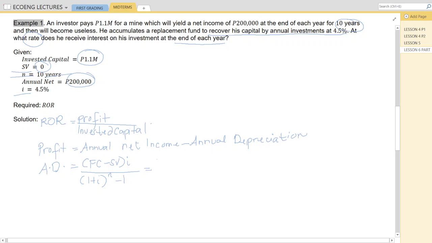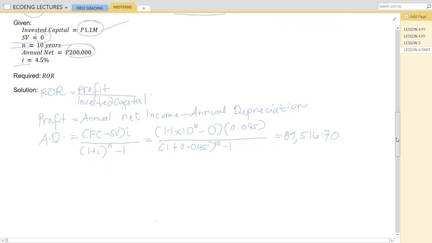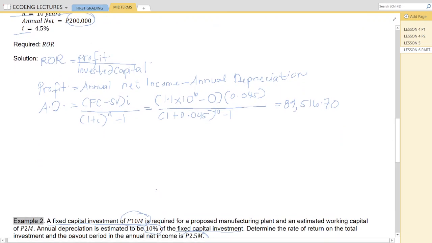So if we substitute the values, the first cost is simply the invested capital, which is 1.1 million, that is times 10 raised to 6, since that is in millions, minus 0, since the salvage value is not mentioned, multiplied by the interest rate, 0.045, and then we divide that by 1 plus the interest rate, 0.045, raised to the useful life, which is 10, minus 1. That is equal to 89,516.70 pesos.